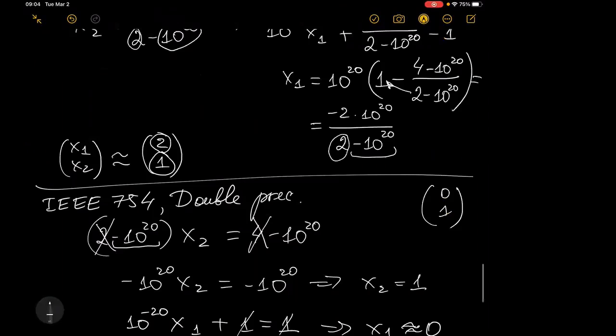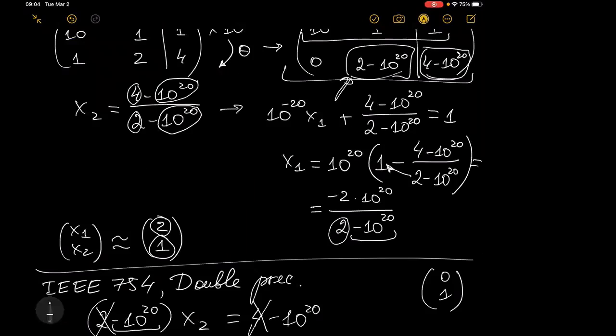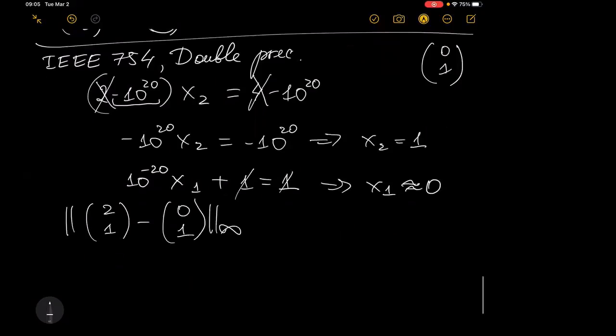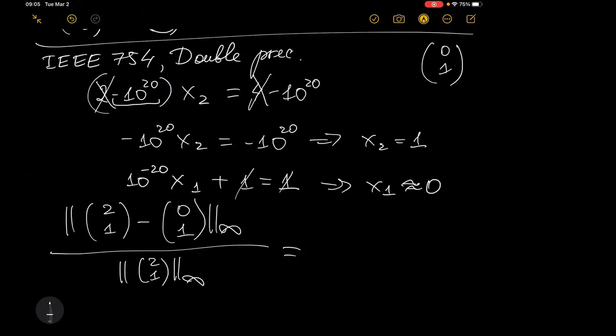So in double precision arithmetic, you are getting 0, 1. So if you compute the error, pay attention, it will be 2, 1 minus 0, 1, L infinity norm, divided by L infinity norm. Okay, what will be the L infinity norm of this forward error? 2. Right, 2. And what will be the L infinity norm of the exact solution? 2. So we got that the relative error is 1, which is 100%, which is huge. So essentially, it means that you don't have the solution.